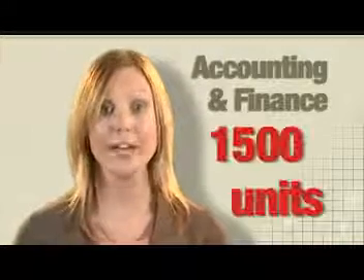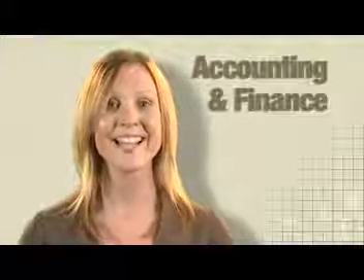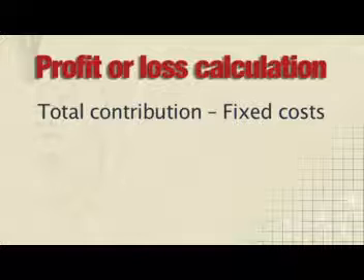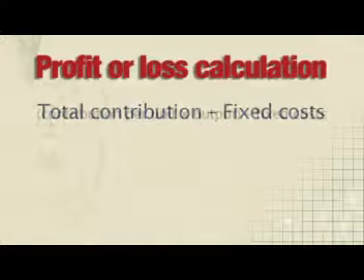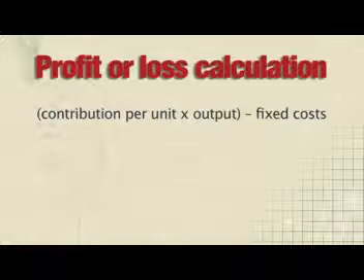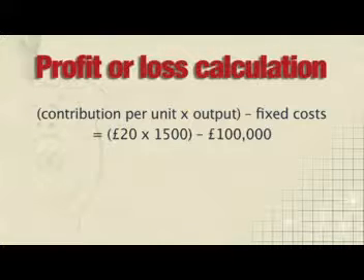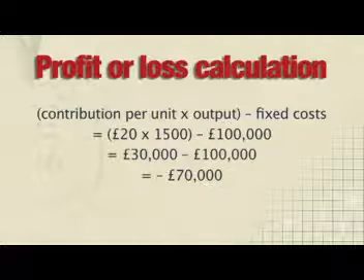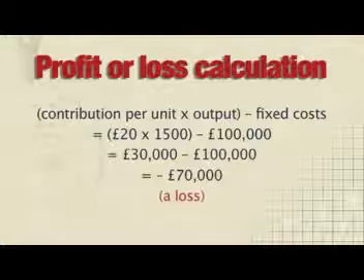Right, let's work out what the profit or loss would be at 1,500 units. The calculation is total contribution minus fixed costs. So this would be contribution per unit times the output minus the fixed costs, which is £20 times 1,500 minus £100,000. This gives us £30,000 minus £100,000, which is minus £70,000, and therefore a loss.